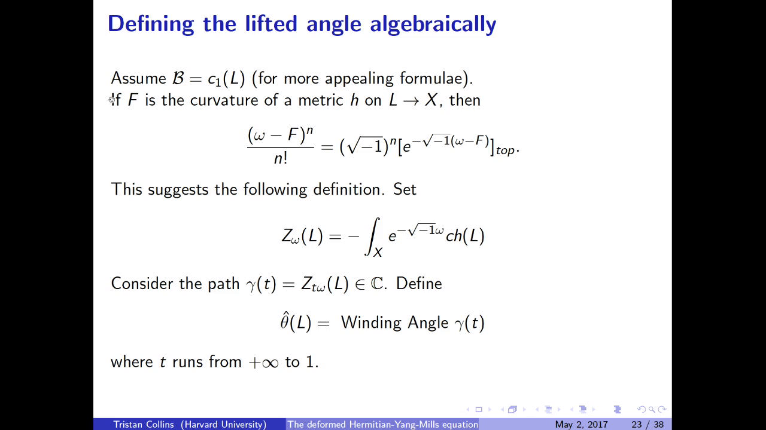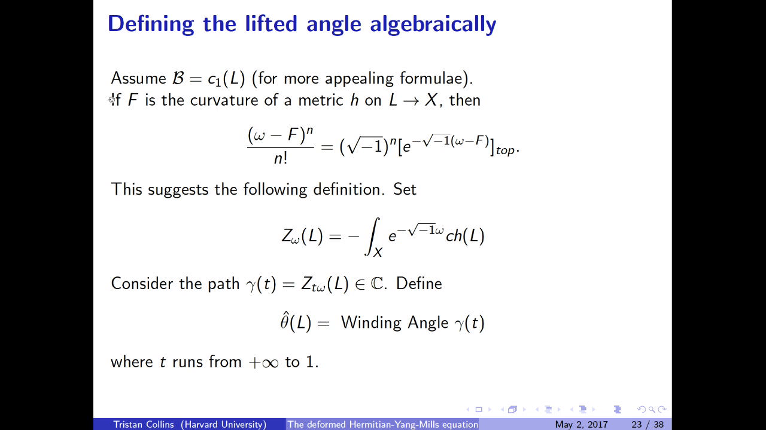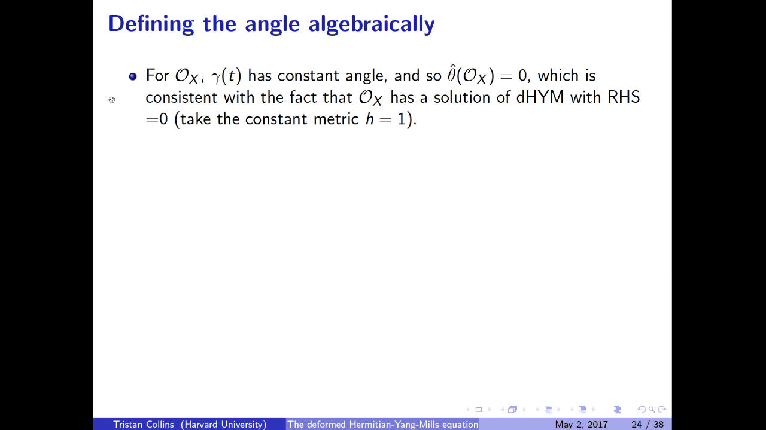So that's the usual thing you want to do if you want to lift the angle of a complex number from 0 to pi to the real line, right? You take some sort of winding angle. Okay, so let's do some consistency checks. So for the trivial bundle, gamma of t has constant angle, right? Because I can take the metric with 0 curvature. So in that case, this part is just 1, so you just get the top dimensional component here, so it's just a straight line. It doesn't wind at all. And this is consistent with the fact that the trivial bundle has a trivial solution to the deformed Hermitian Yang-Mills equation given by taking this sort of constant metric.